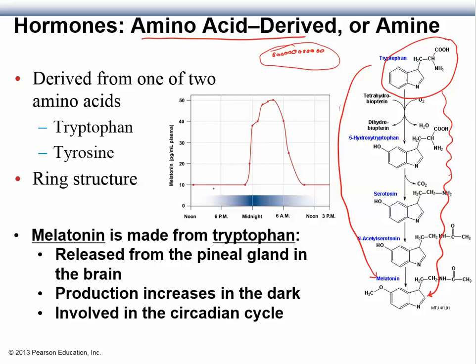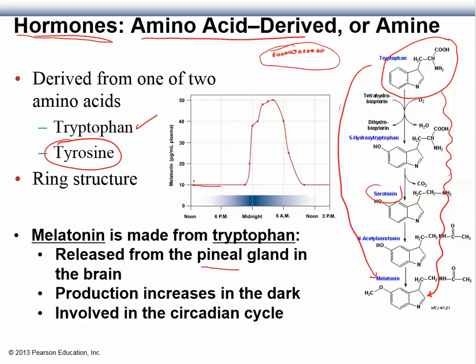Okay, so melatonin, so most hormones that we'll talk about are actually made from tyrosine. Melatonin is really the only example, and that's why I'm talking about it. It's really the only example of one that is made from tryptophan. Okay, so you can see serotonin is part of this pathway on its way to make melatonin. So melatonin is made from tryptophan. It's released from the pineal gland. Okay, and the pineal gland sits in the brain, about in the middle of the brain, near a region called the thalamus, and it increases. So you don't make a lot of melatonin most of the time.